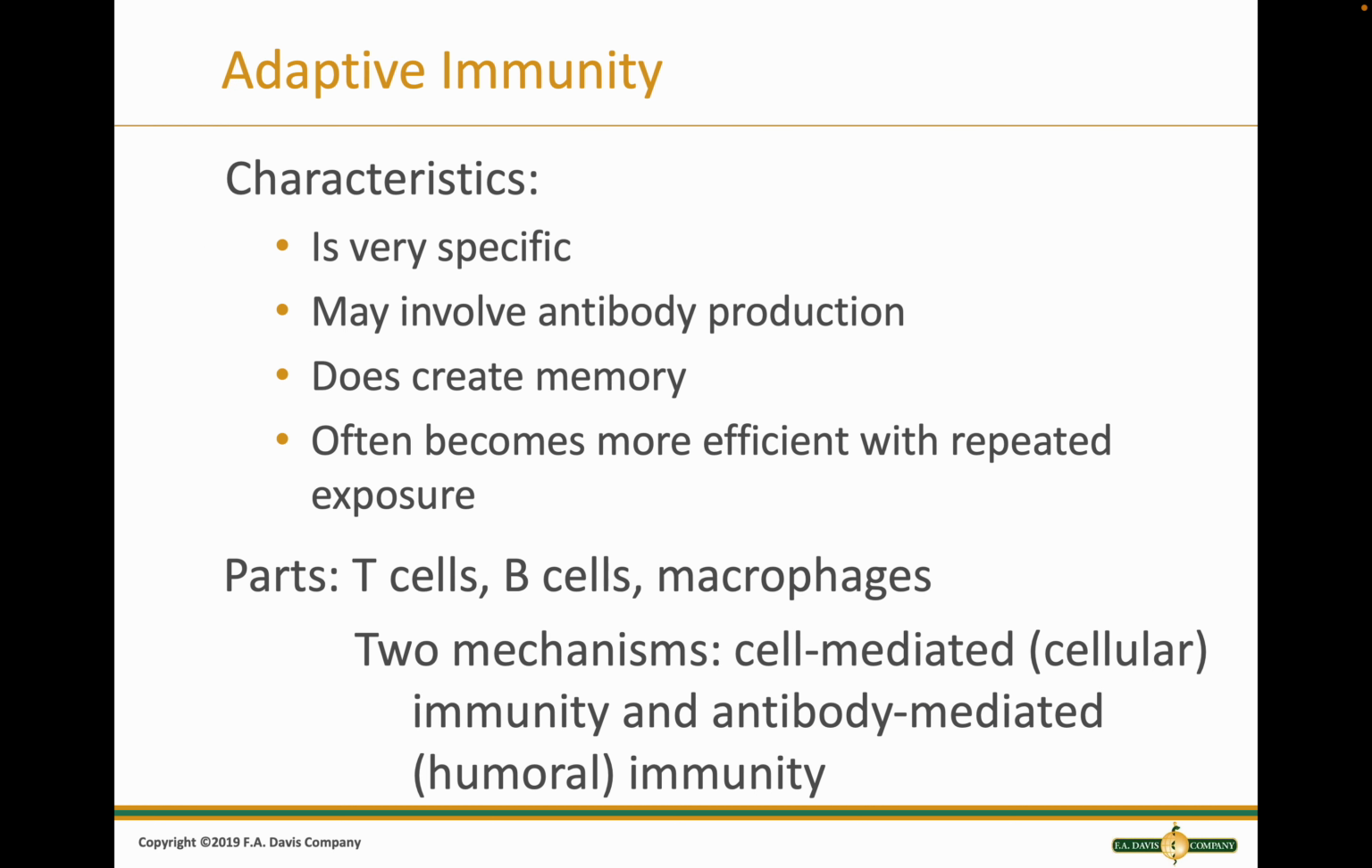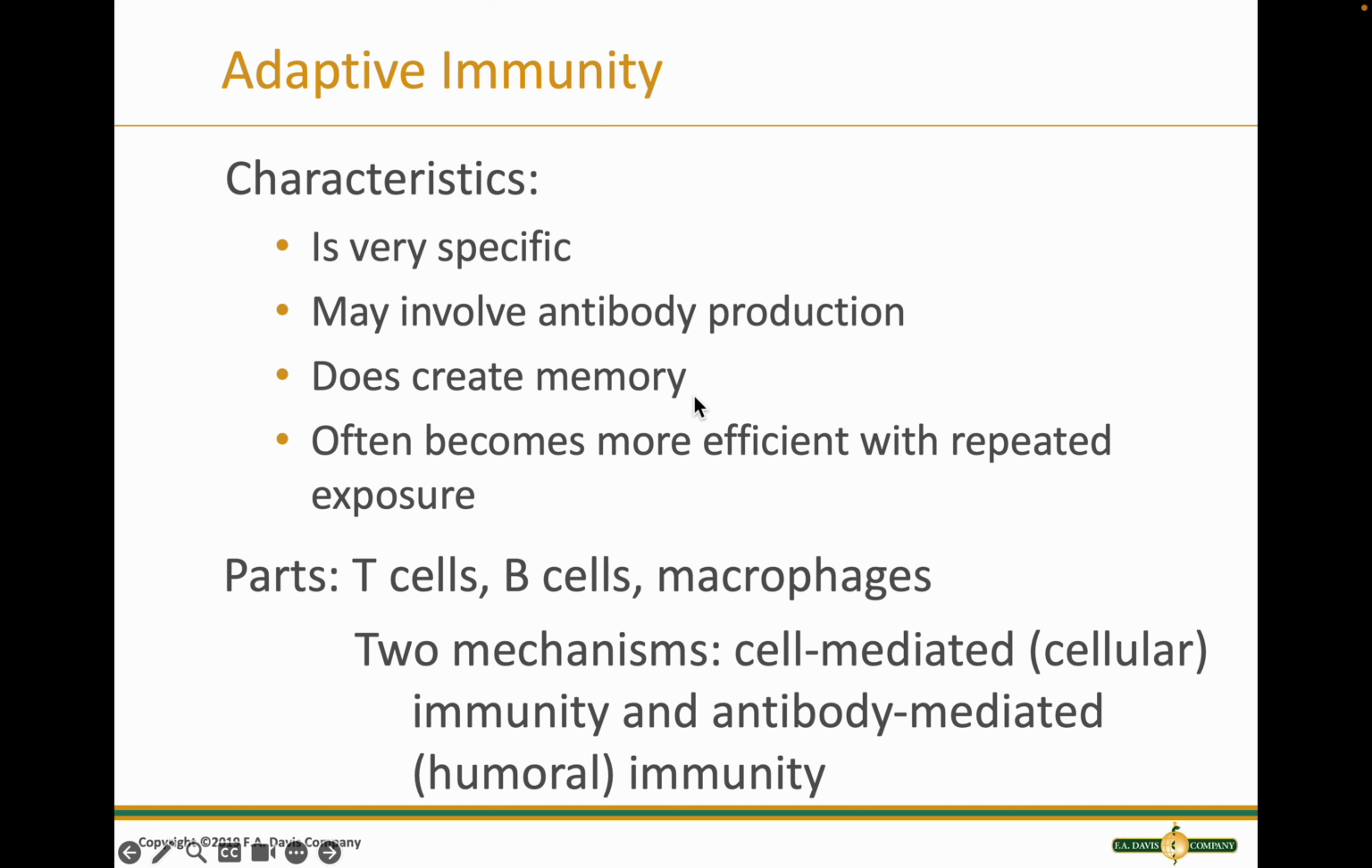And then the other side of that is the adaptive immunity, and this is very specific. It may involve antibody production. It does create memory in the form of memory B cells. It often becomes more efficient with repeated exposure. That's due to a bunch of things, but the main one that we talked about was the formation of memory B cells.